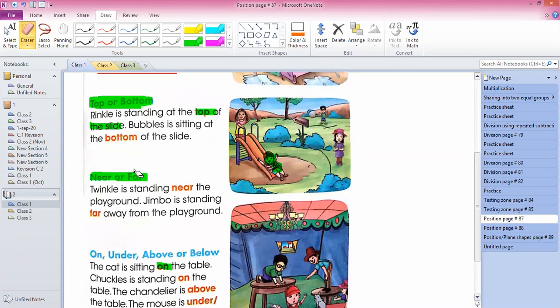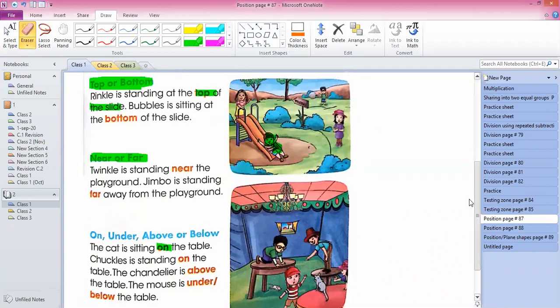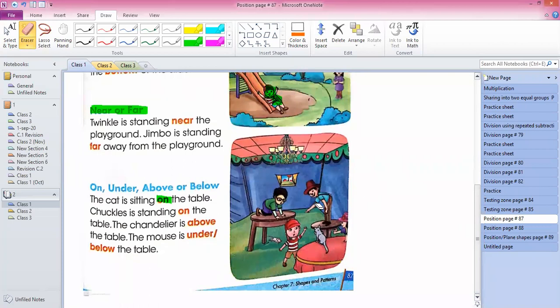And the next is near or far. When someone is close, you will say near. And when someone is not close, he is far. So you will say he's far away, right? So you can see that this girl is standing near the playground while this boy is far away from the playground. We also discussed on and under, above or below.